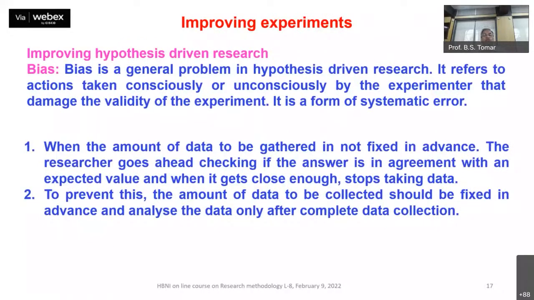So how do you improve the experiments? Particularly in hypothesis-driven research, sometimes a bias may come. Bias is another systematic error that we introduce consciously or subconsciously. Bias is a general problem in hypothesis-driven research, and it refers to actions taken consciously or unconsciously by the experimenter, and these actions damage the validity of the experiment. So the bias will introduce a systematic error in your experiment.